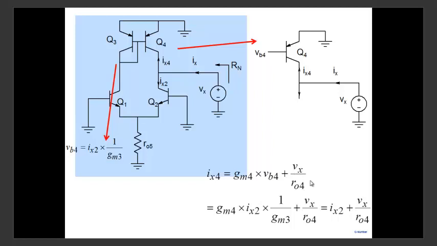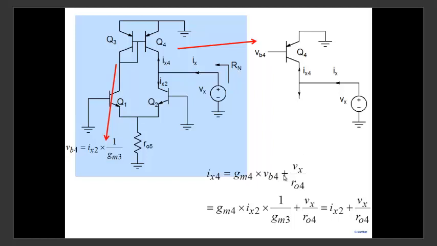Again, we are looking from the collector side. Note that when you look at a transistor from the collector side, you have two components of current. One flowing through R0. Between collector and emitter, there's R0, so there's an R04. So there's one component, Vx by R04. And there's another, which is a dependent current source, which depends on how much voltage you apply here, which is GM4 times VB4. So when you look from here, the whole thing is these two current components.